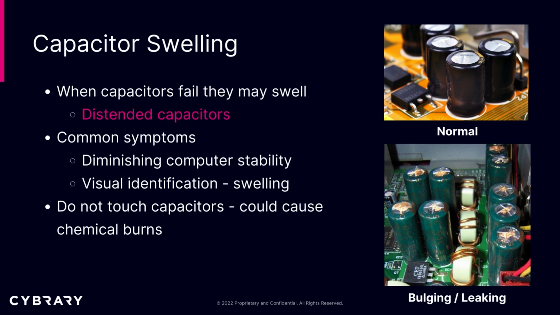Capacitor swelling. Over time, your capacitors may start to deteriorate and go bad. When they fail, they may swell up. This is called distended capacitors. Common symptoms of this are diminishing computer stability, and of course the visual indication of the swelling of the capacitors. The bottom image on the right shows bulging and leaking capacitors. They will leak. Do not touch those capacitors, because the chemicals leaking from them could cause chemical burns.